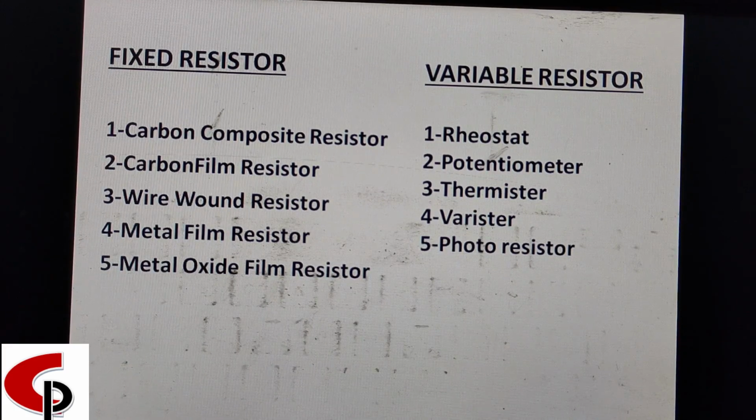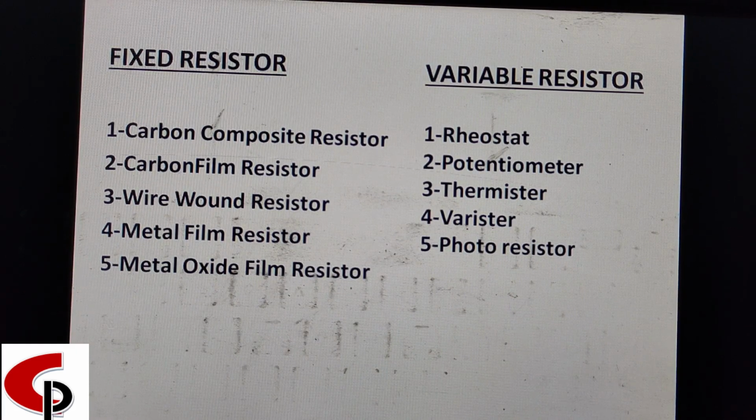Then these are the types of fixed resistor and variable resistor. The fixed resistors are carbon composite resistor, carbon film resistor, wire wound resistor, metal film resistor, metal oxide film resistor, and the variable resistors are rheostat, potentiometer, thermistor, varistor, photoresistor.